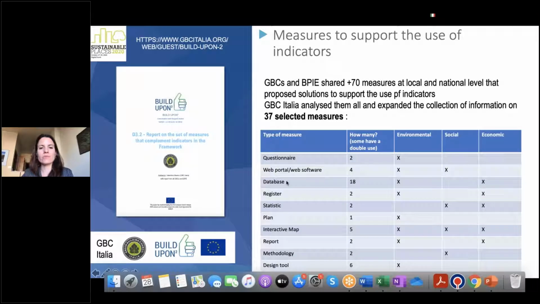In the other report where we collected measures, we finally selected 37 measures that across countries can support each other in the use of these indicators, through the use of databases, registers, statistics, or interactive maps, in order to share the knowledge across countries.